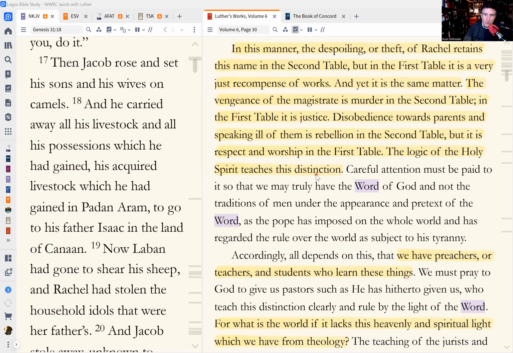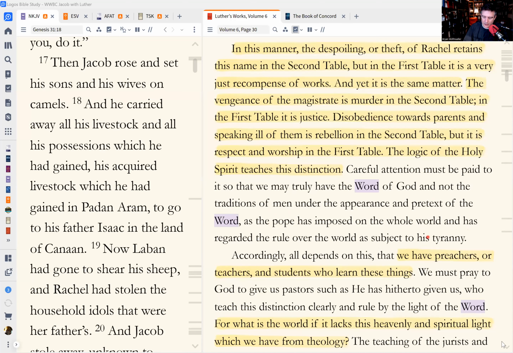Careful, but again, warning, careful attention must be paid to it, so that we may truly have the word of God and not the traditions of men under the appearance and pretext of the word, as the Pope has imposed on the whole world and has regarded the rule over the world as subject to his tyranny. Reference the documents talked about earlier.